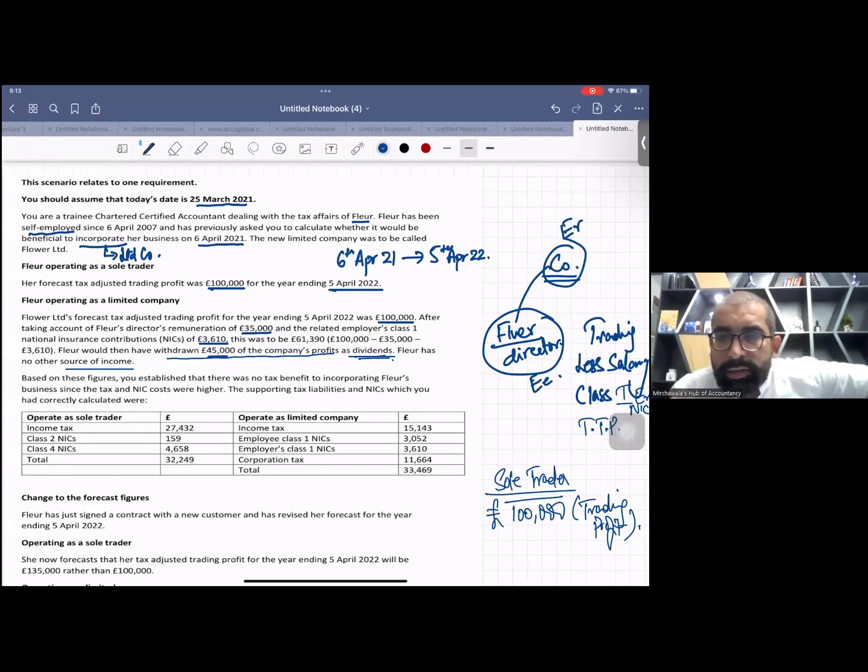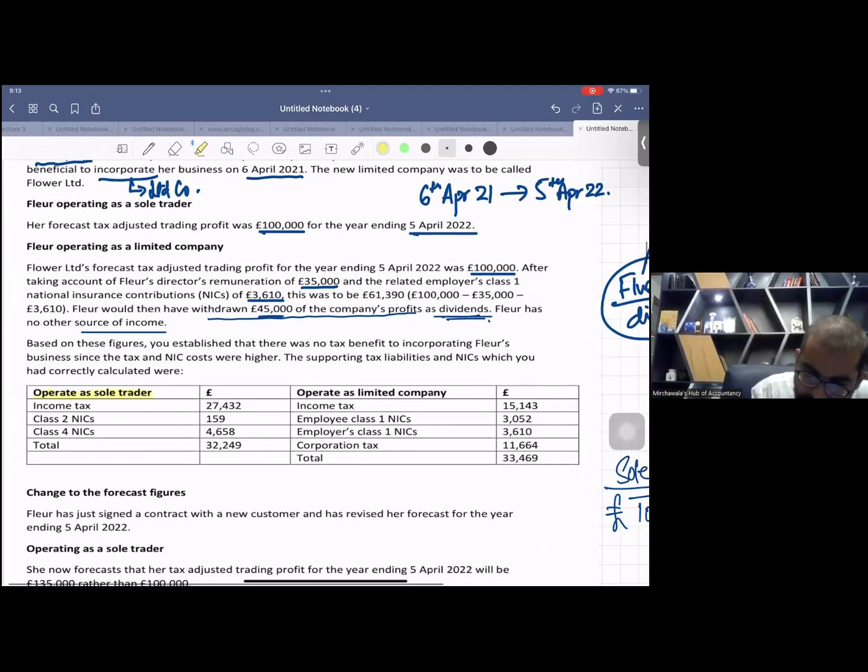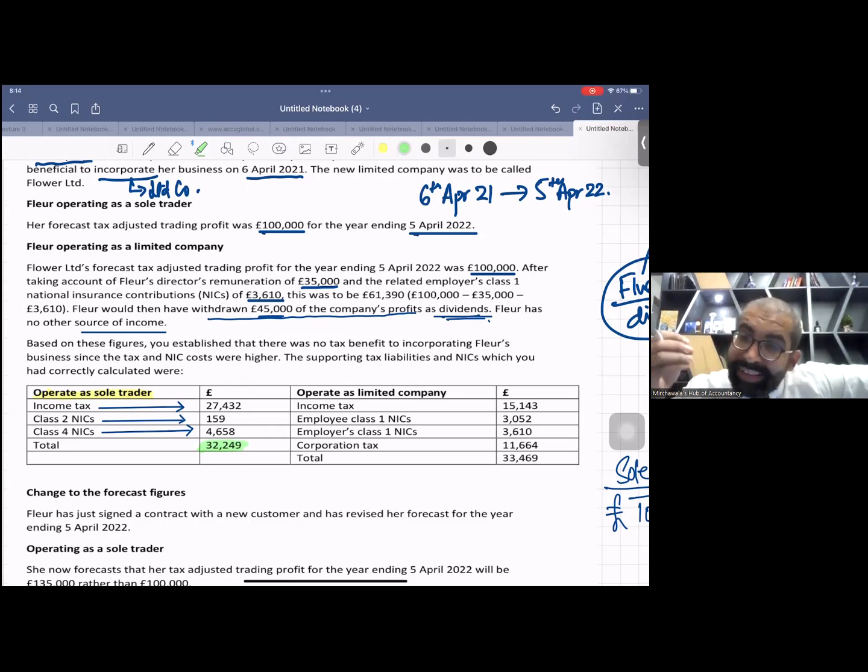Okay. So now, my dear student, the examiner has already done these things for you. See this package, operate as a sole trader. This is the income tax, this is the class 2 NIC and this is the class 4 NIC. So what is the total? The total amount of taxes is 32249. Already solved, that's the good news.